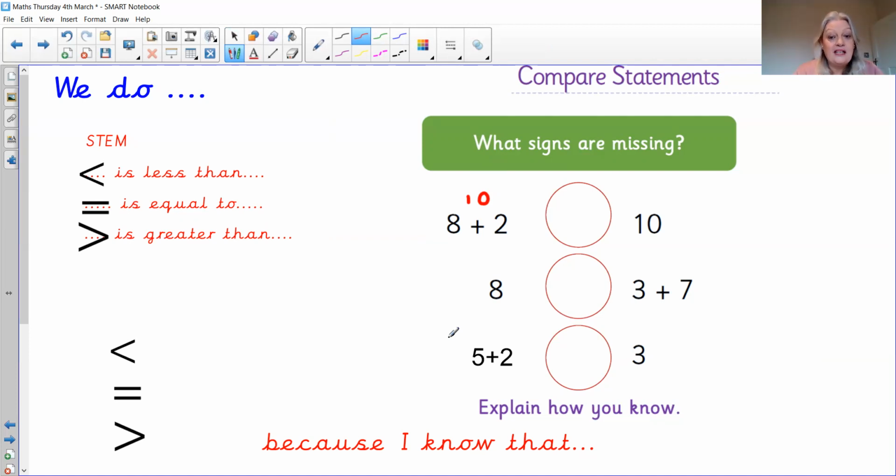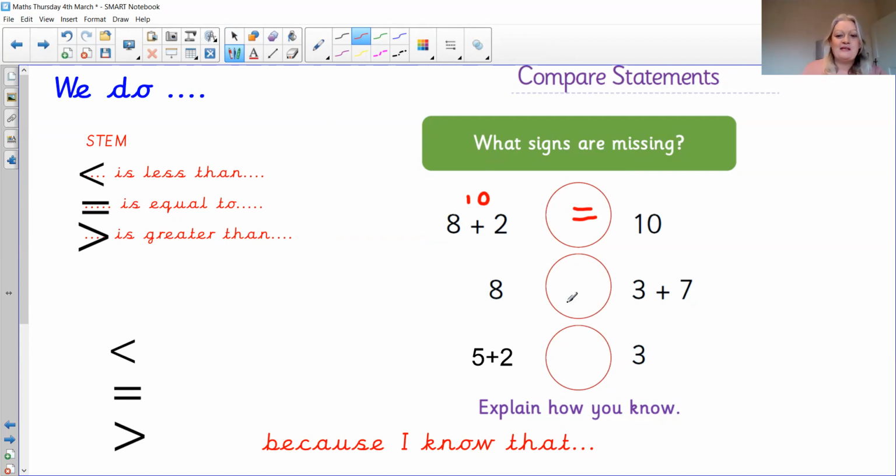Is it equal to 10? That's right, it is equal to 10. I would like you to pause now and just complete the last two, explaining to your grown-ups how you know. Use language like, for the first one we just did: I know, because I know that 8 add 2 is 10 and 10 is equal to 10. 10 is the same as 10. So you pause your videos and explain that now to your grown-ups.